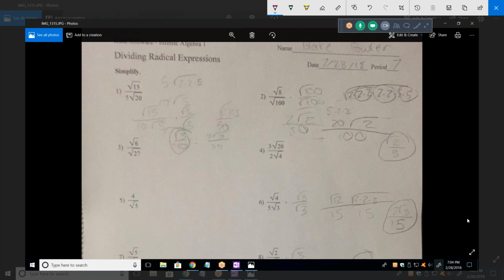Now, number 5, pure rationalization problem. Tell me how to do it. So then we multiply by square root of 5 on the numerator and the denominator. Then you have 4 square root of 5 over 5. And that's a relatively easy one. Okay, how about this one?